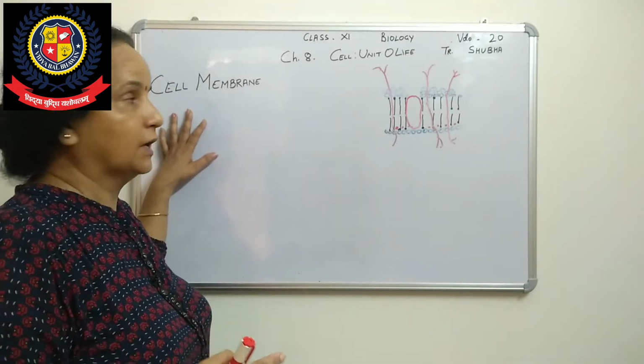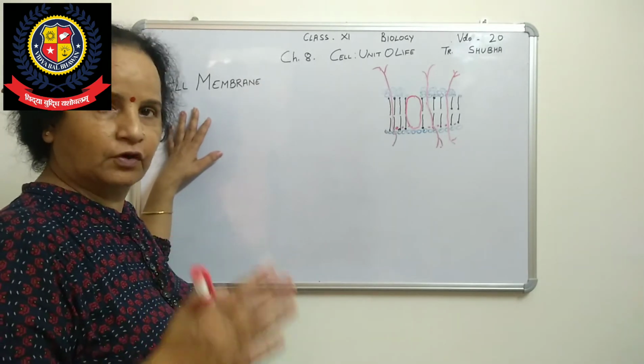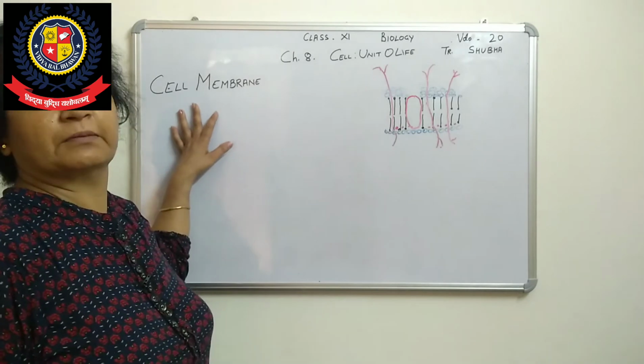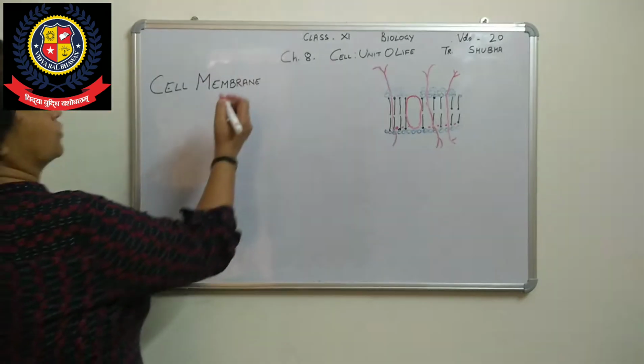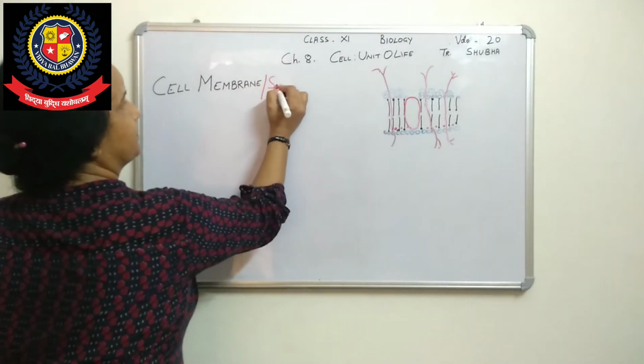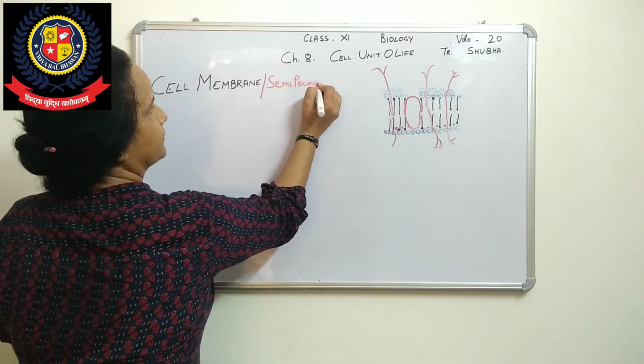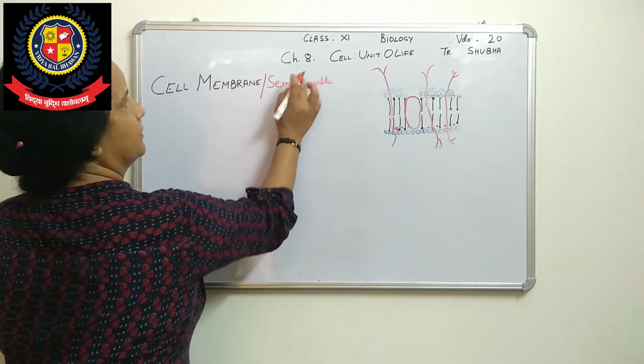In another way, you can say the cell wall is also there, the cell wall in plant cell, so we will take that later. First of all we will take the cell membrane. The cell membrane is also called the semi-permeable membrane.